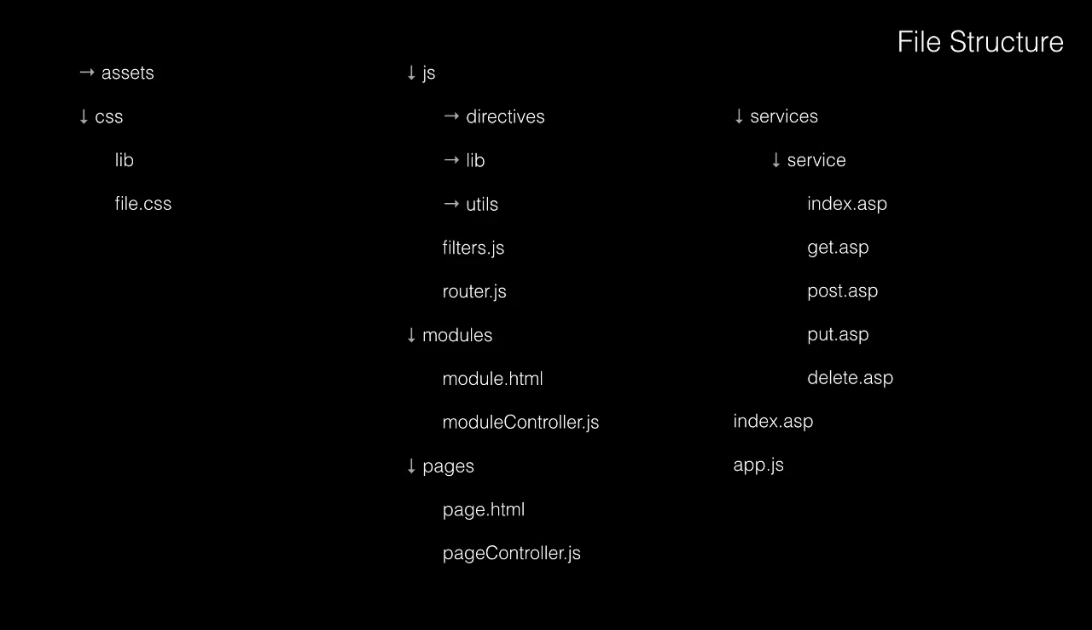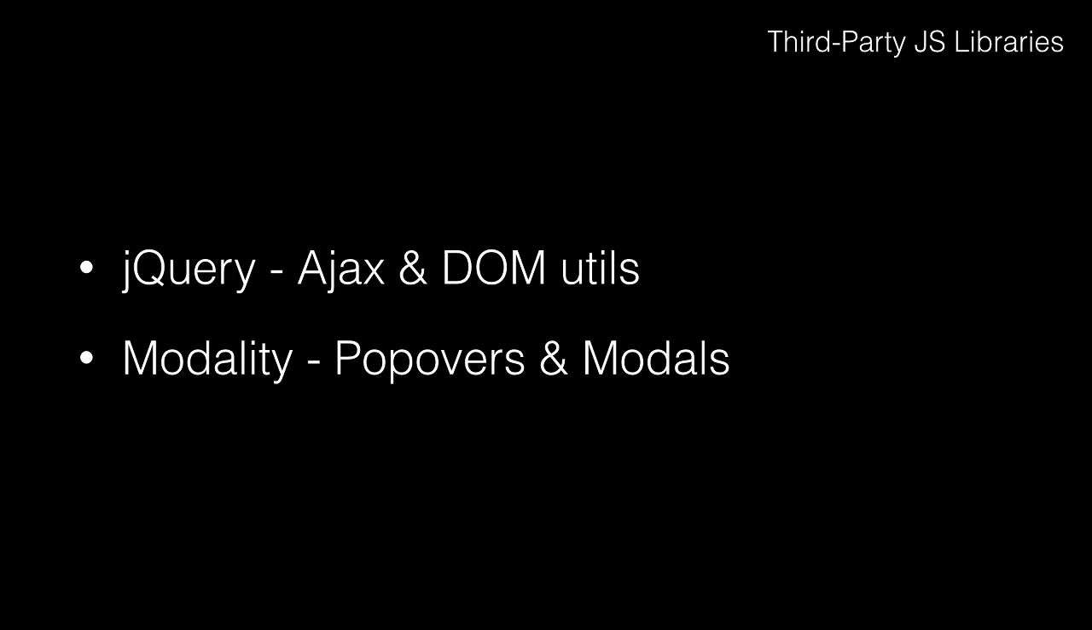This is just a quick look into the file structure that I had, but basically in the JavaScript there are directives, libraries, utilities, I have my filters, router. One thing that I'll get into in just a little bit is the difference between modules and pages. So pages are kind of main views, and modules are sections within those pages that are compartmentalized and plug and play into other areas. And then services, and then the actual application itself, and the main app JS that runs that application.